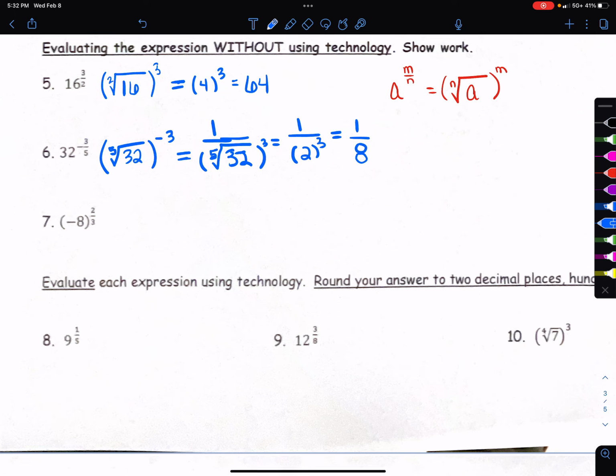Now that negative exponent property, you have to remember that from Monday when we talked about it. You cannot have a negative exponent. So when you move it to the denominator, that would become a positive exponent of 3.